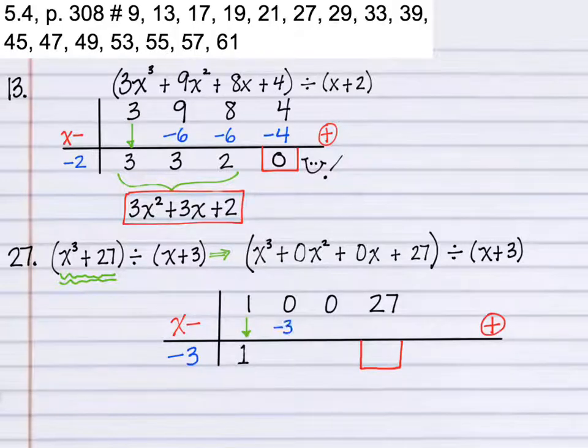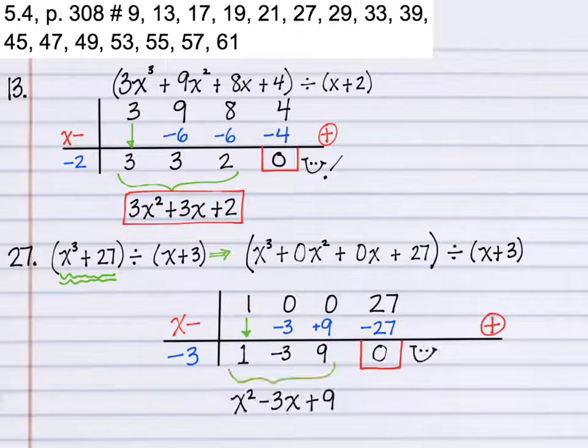Bring down the 1, multiply by -3, add those together, get -3. Multiply times -3 and you get +9, add those together, you get +9. Multiply by the -3 and you get -27, add those together and you've got 0. So there's no remainder, and therefore these are the coefficients for a polynomial 1 degree less. Since this was a third degree polynomial, this is going to be a second degree polynomial. And there it is. So we've got our answer.